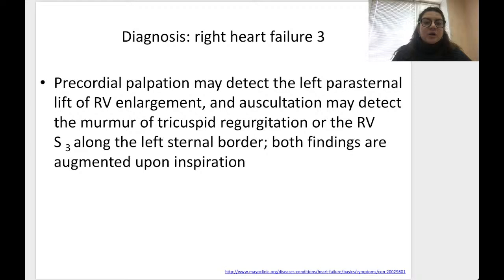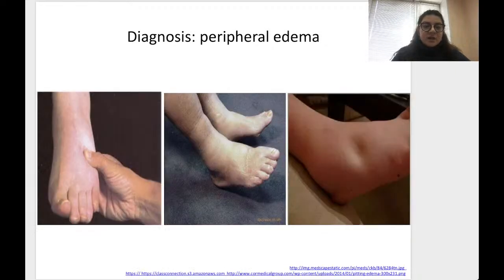Precordial palpation may detect the left parasternal lift of right ventricle enlargement, and auscultation may detect the murmur of tricuspid regurgitation or the right ventricle S3 along the left sternal border. Both findings are augmented upon inspiration. These are the signs, and here is how we check peripheral edema. You see it is digital pressure, and we see some imprints that remain after this maneuver.